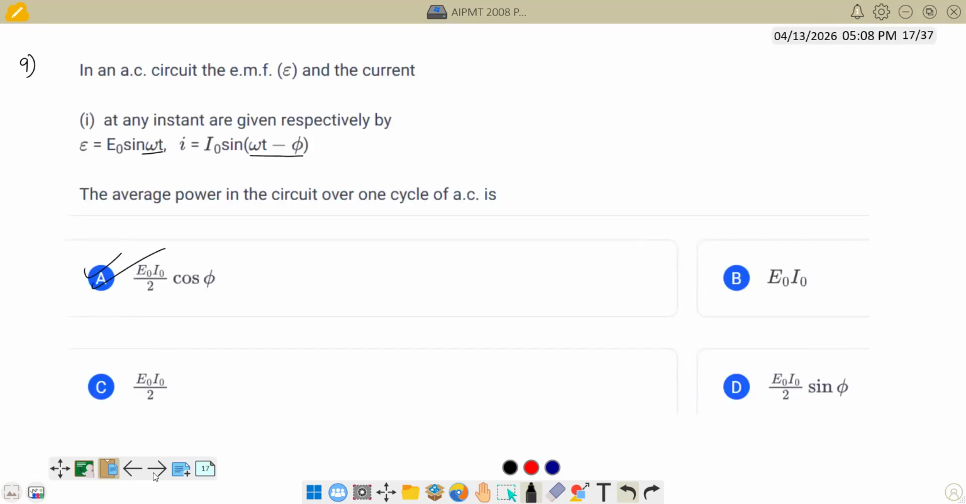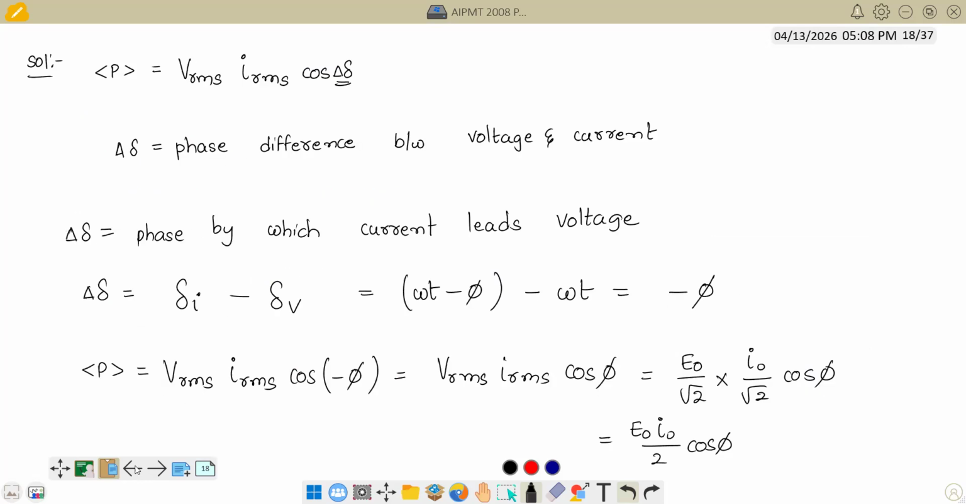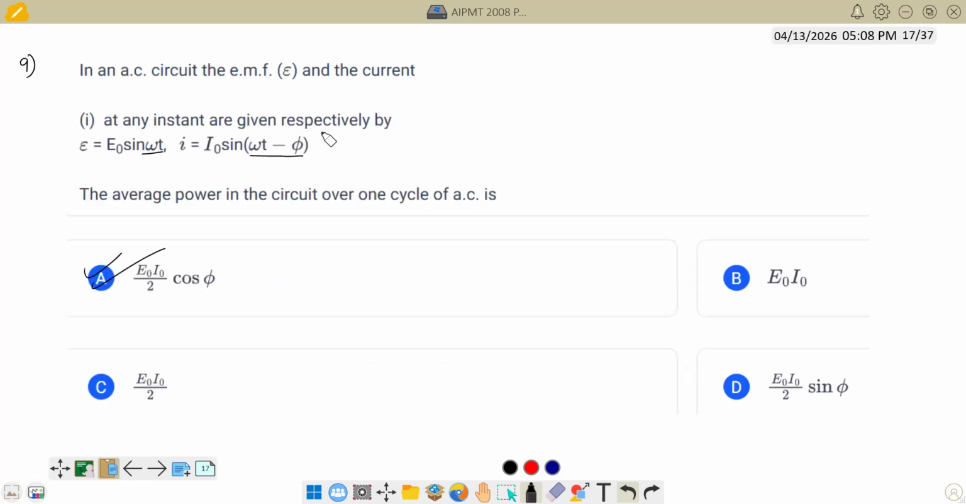Even if you don't know all these letters, you know only that VRMS into IRMS into cos phi. Even if you take plus phi or minus phi, since it doesn't matter, so E naught by root 2, I naught by root 2 into cos phi. This is what we'll get here.